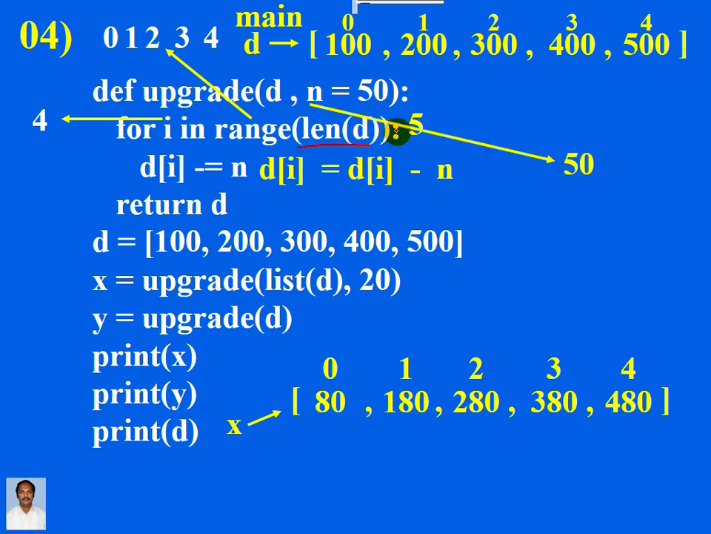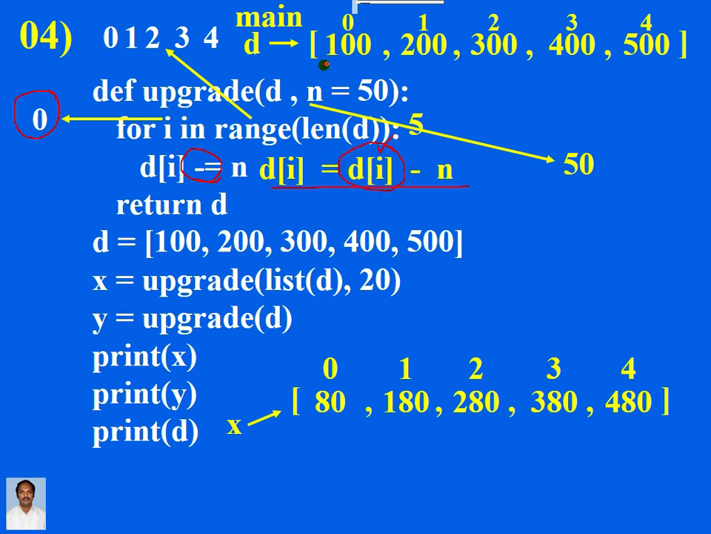Again, length of d. How many elements are there in d? 5 elements are there, same as before. Range 5. So 5 is taken as the second argument. By default, the first argument is 0. So this is range 0, comma 5. You get 0 to 4. i takes the initial value in the range, that is 0. So i is 0. This is short form. This is expanded form.